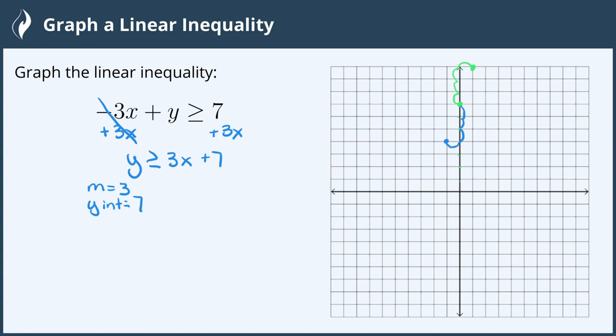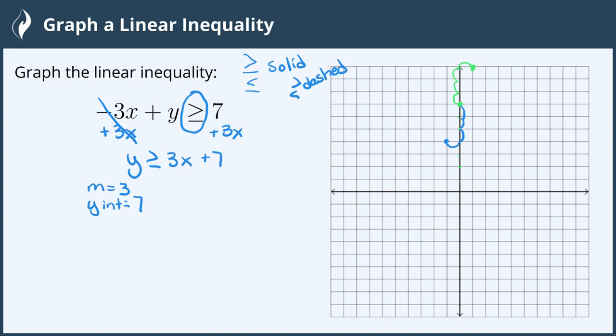verify which type of line. Since this is greater than or equal to, this means it's a solid line. When we have greater than or equal to or less than or equal to, it is solid. If it is a greater than or less than, then it is a dashed boundary line.